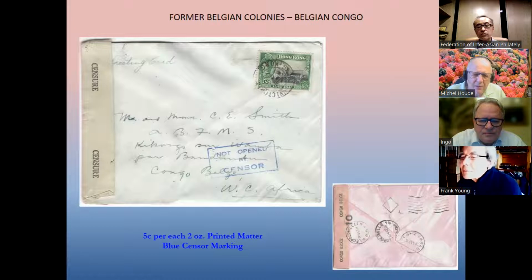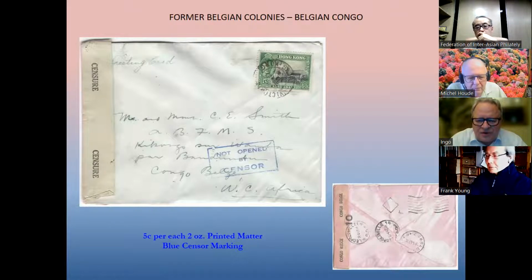I'm just curious about the "not opened by censor." It's taped, so it was opened by a censor. So the boxed hand stamp must have been applied by some other censor that along the way should have opened it but didn't. Is that what you think happened? The "not opened by censor" is a Hong Kong marking. So when it left Hong Kong, they said, okay, it's a greeting card, it's a missionary, so we don't have to open it. But when it got to the Congo, the censors in Congo decided, hey, we better check this thing, it's foreigners.